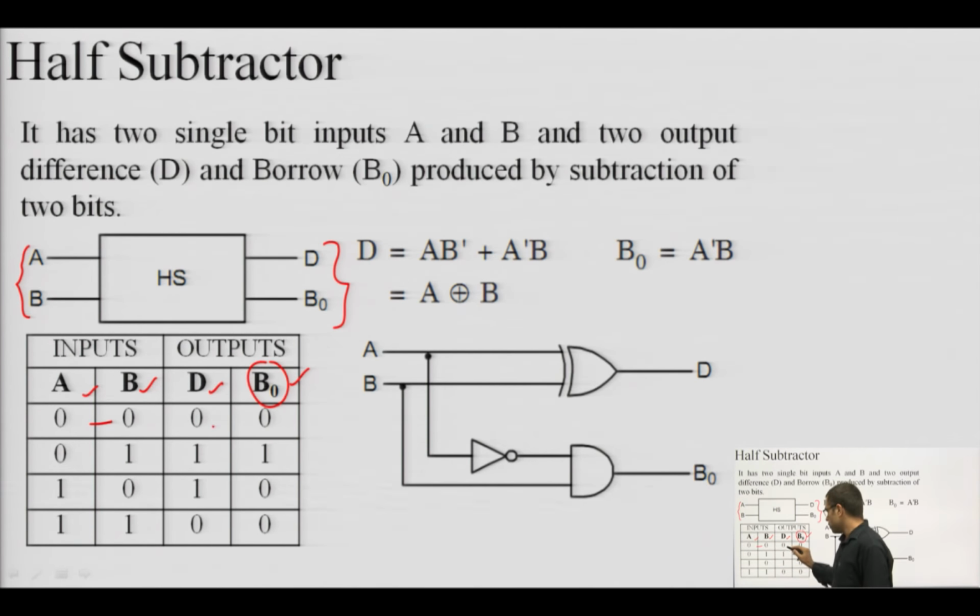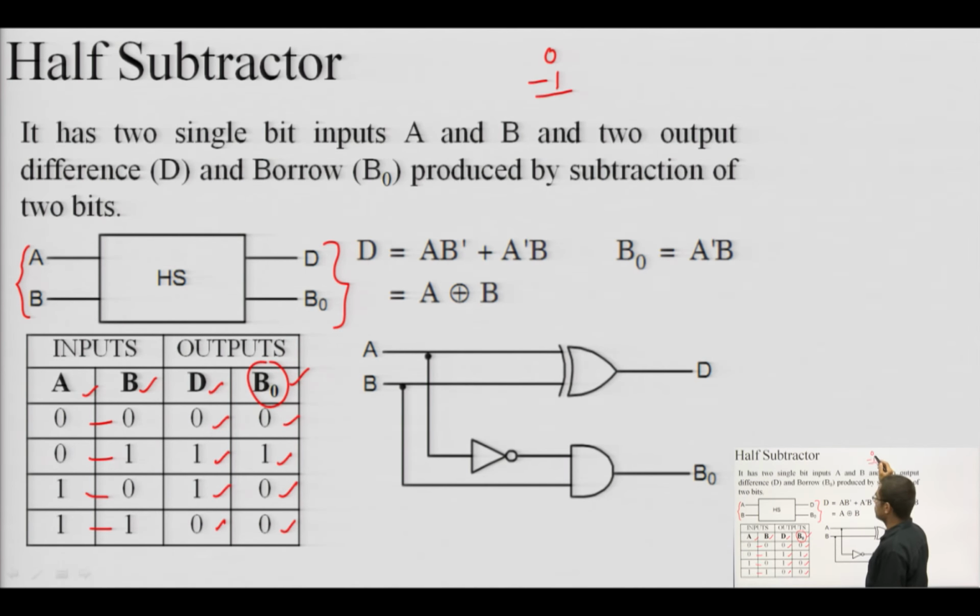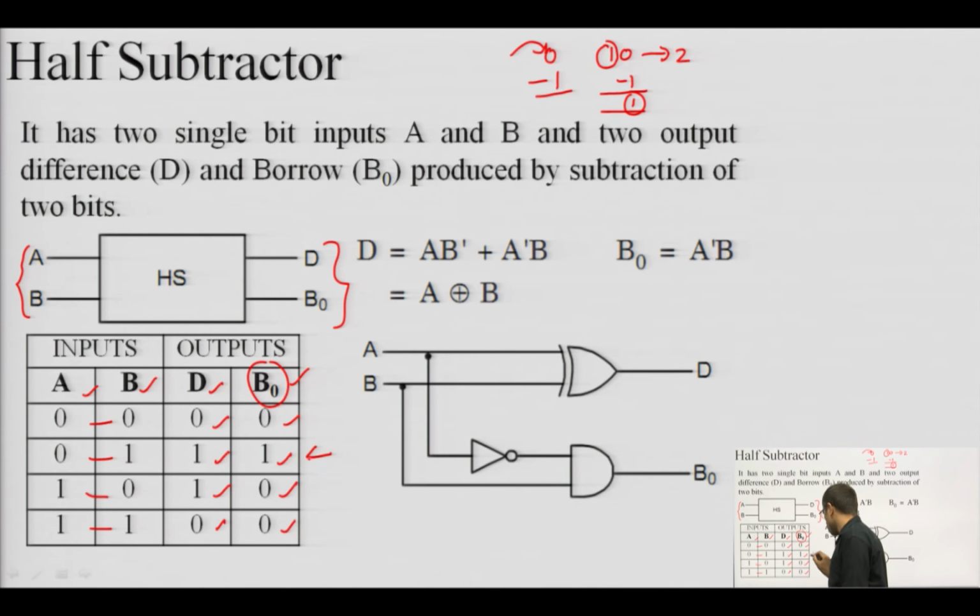So, 0 minus 0, difference is 0, borrow is 0. 0 minus 1, difference is 1, borrow is 1. We will come to how this difference is 1 and borrow is 1. 1 minus 0, difference is 1, borrow is 0. 1 minus 1, difference is 0, borrow is also 0. Covering that particular case 0 minus 1: we know that 1 cannot be subtracted from 0, that means definitely a borrow has to be there. Once borrow is there, it becomes 10, that means it is equivalent to 2. Now, if I subtract 1 from this 2, then the answer will be 1, that means borrow is 1 and difference is also 1. That is why this is written here: borrow 1, difference 1.